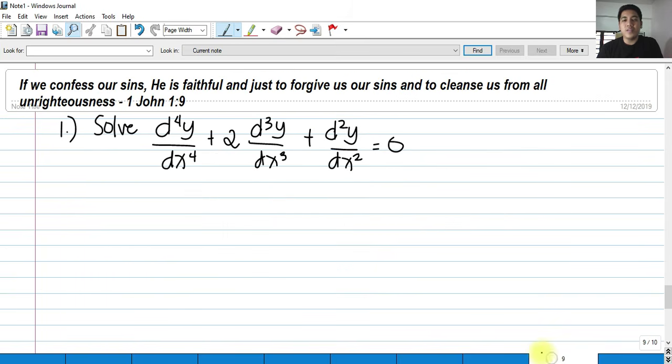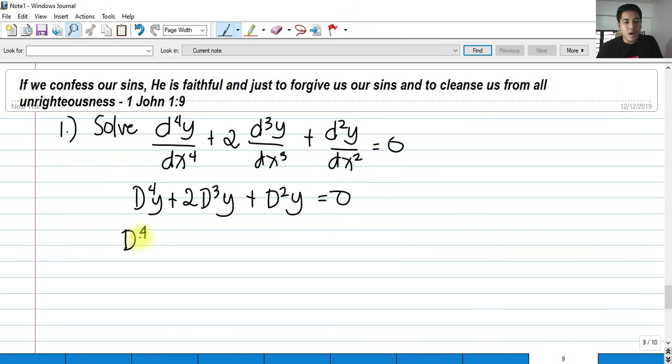In order for us to really understand, let us try to solve some problems. For example, we are given this problem wherein we have the fourth derivative of y with respect to x plus 2 times the third derivative of y with respect to x plus the second derivative of y with respect to x is equal to 0. First, we're going to write this into a differential operator. We know that this should be D raised to 4 multiplied by y plus 2D cubed multiplied by y plus D squared multiplied by y is equal to 0.